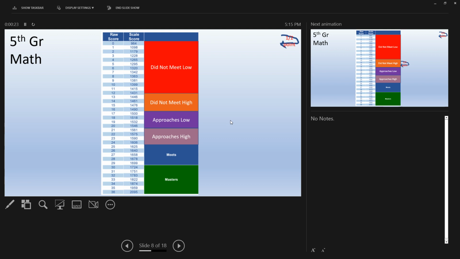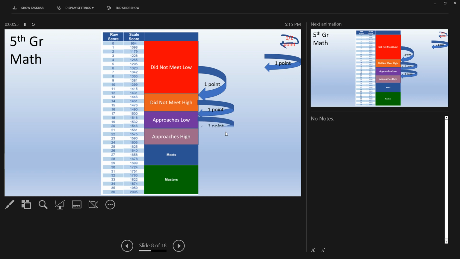The students have the opportunity to earn a 1/2 a point. They can earn a half a point by staying in did not meet high. They can earn a half a point by staying in approaches low. They can earn a half a point by staying in approaches high. But we want them to earn a full point. How can we do that? Well, if you go from did not meet low to any part of did not meet high, even if it's that very first level of did not meet high, you'll earn 1 point. Did not meet high to approaches, you get a point.